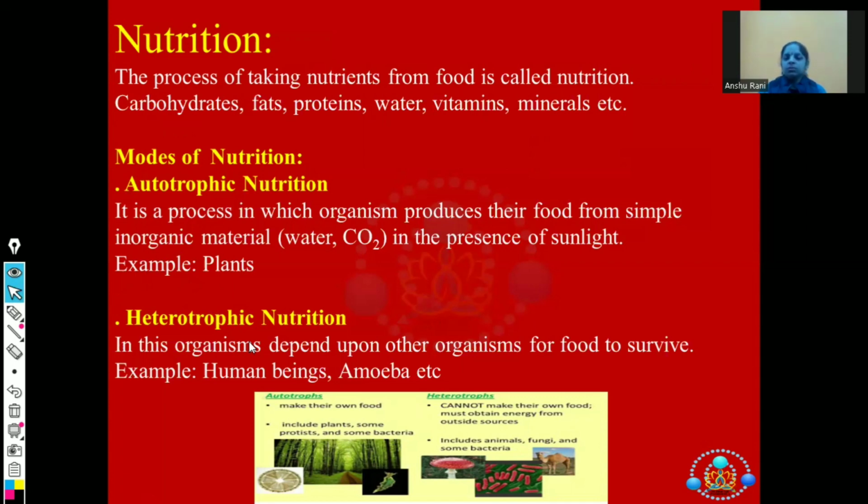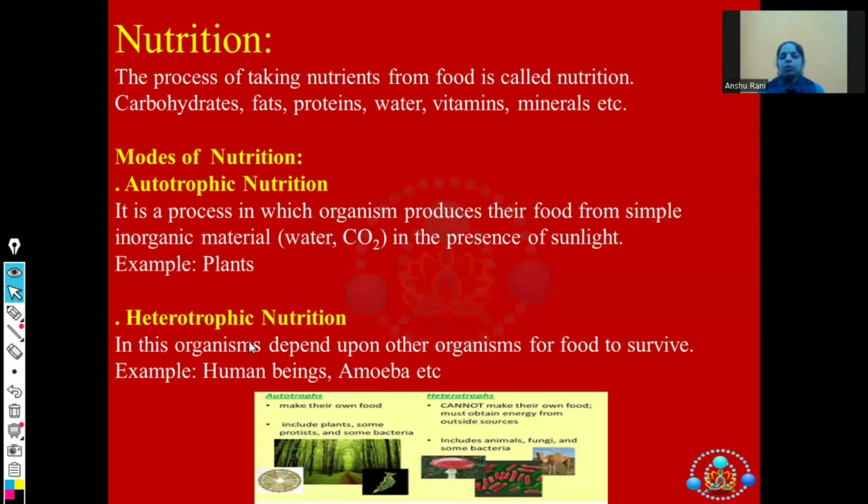Autotrophic means it is for plants, those which can prepare their own food from basic inorganic substances. In the presence of water and carbon dioxide, plants prepare their food. They need sunlight and chlorophyll for this process. That is the autotrophic mode of nutrition.